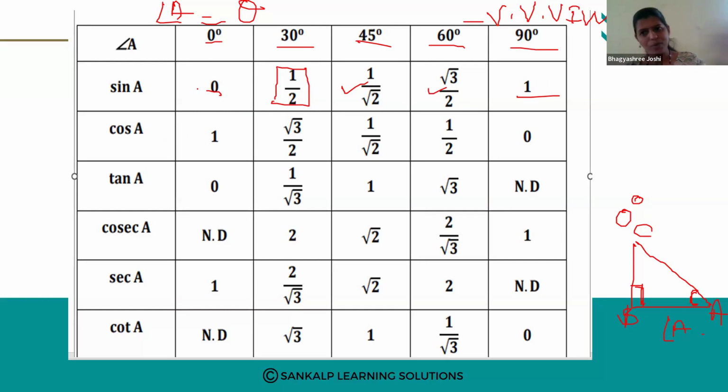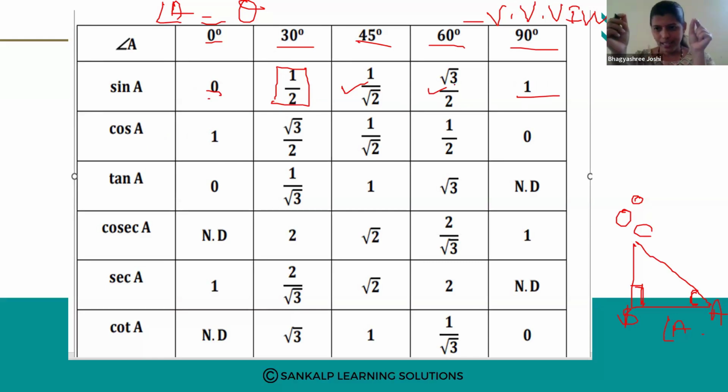Yes, everything starts from 0 to 90. At 0 degree, sin 0 is 0 and sin 90 is 1. So the values between 0 and 1 come at 30, 45 and 60 degrees. So sin 0 to 90 goes from 0 to 1.